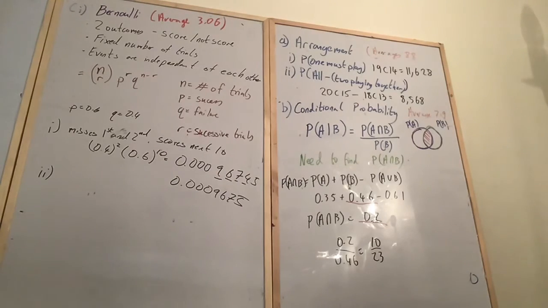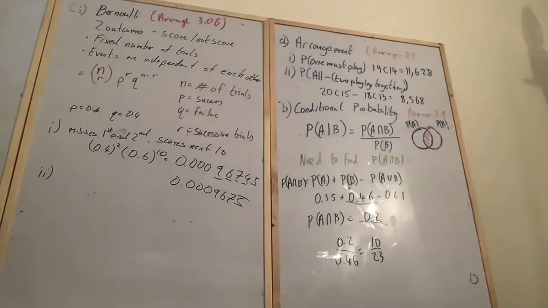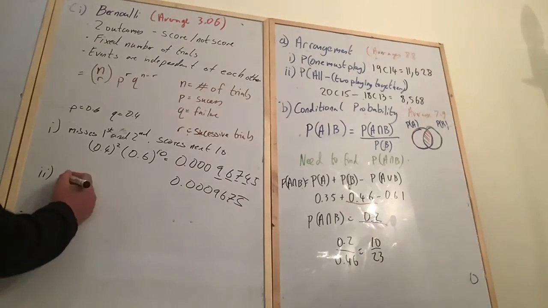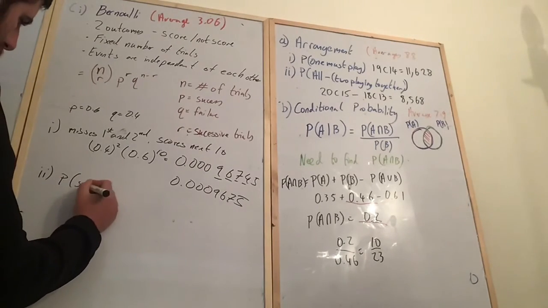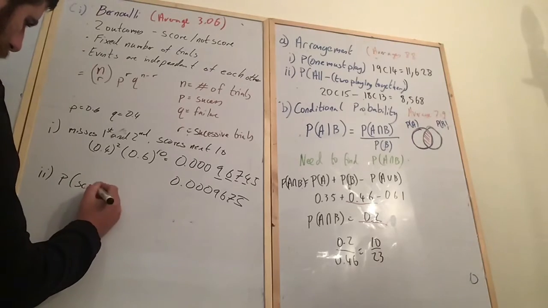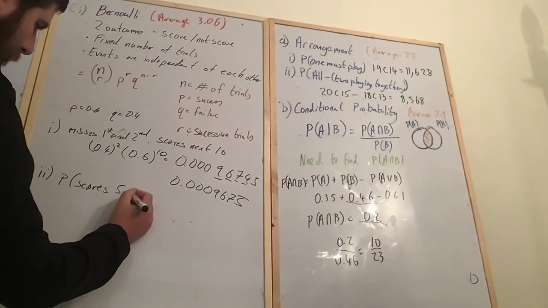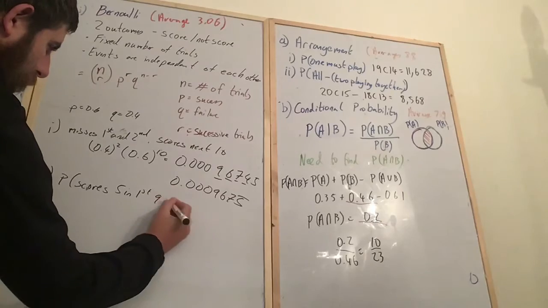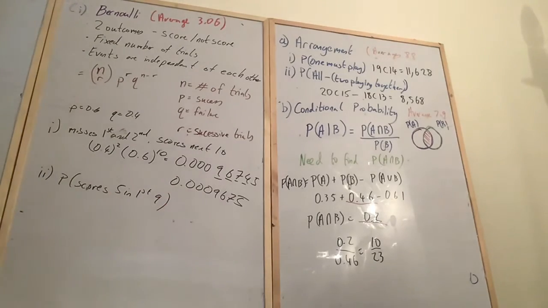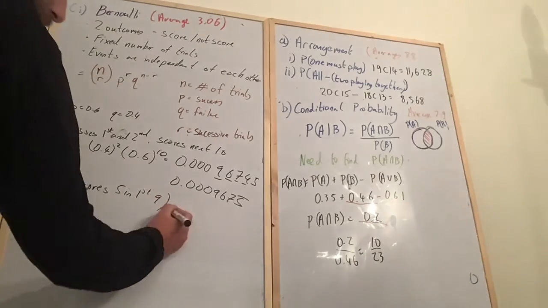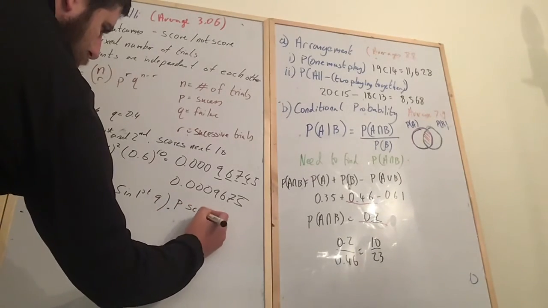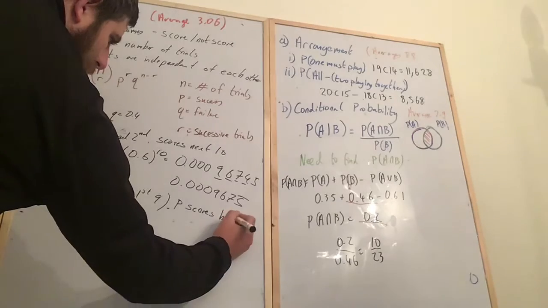Okay. Part 2, reading the question, it says that he scores his 6th penalty on his last attempt. What that means is that he scored on his first 9 attempts. He scores 5 in first 9. Okay, so he scores his 5 attempts in his first 9, and then he scores his 10th.